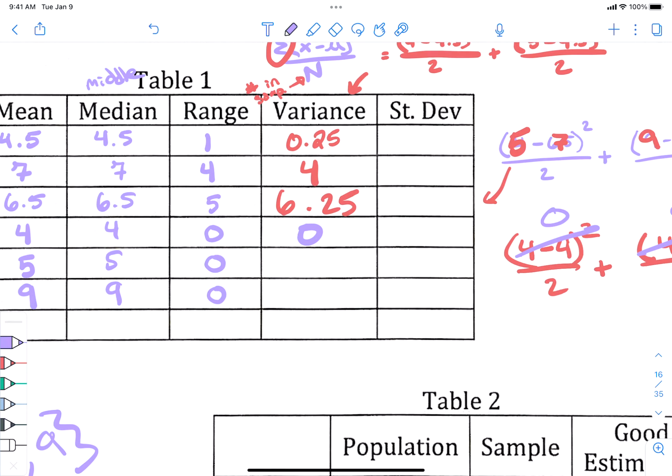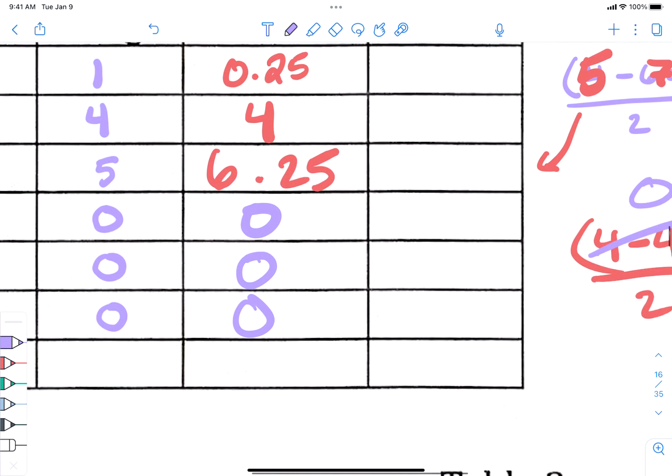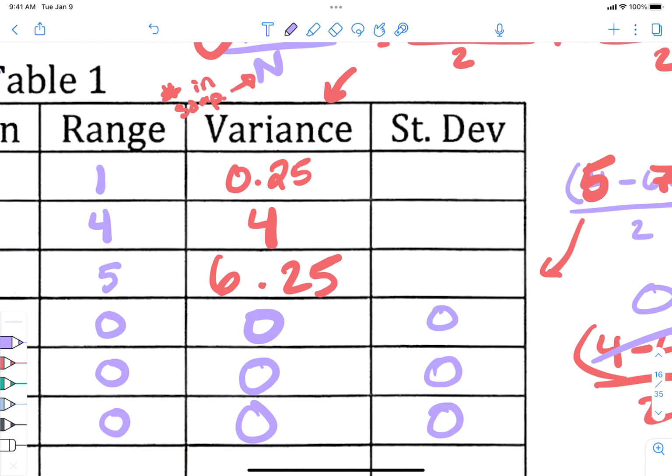What about 5 and 5? 0. What about 6 and 6? Why are they 0 for a variance? If you have 4 and 4, it's not varying at all, right? Variance is how much it varies. If you have 2 numbers that are the same, you have no variance. If you take the square root of 0, it is 0. Standard deviation will be 0, okay?